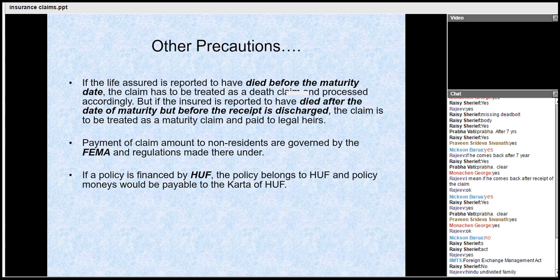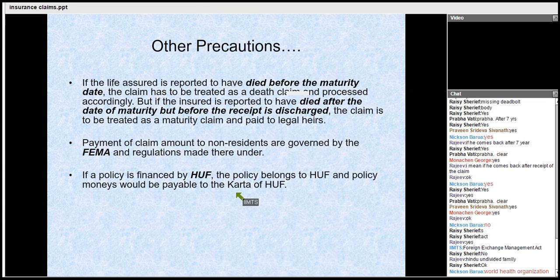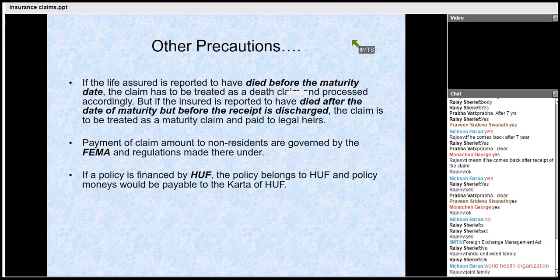Then obviously, if I am being declared dead, I am not able to contact my family for 7 years. And what if they are? I will be declared as dead. Does anyone know? But if I am coming back, then the policy is financed by whom? Obviously, the policy will belong to who? Consider me as living. The policy money would be payable to whom?